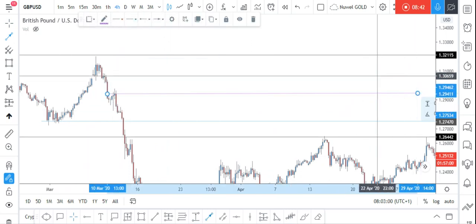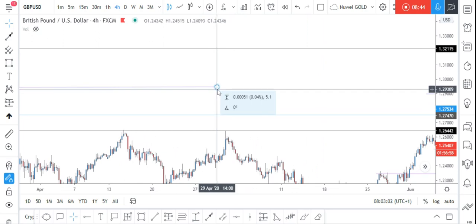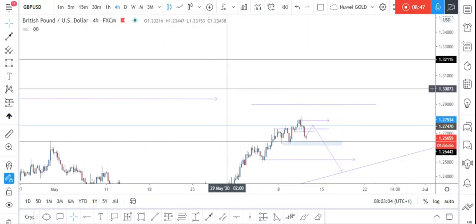GBP is by the way one of my favorite currency pairs, so I love it so much. I just don't know why.